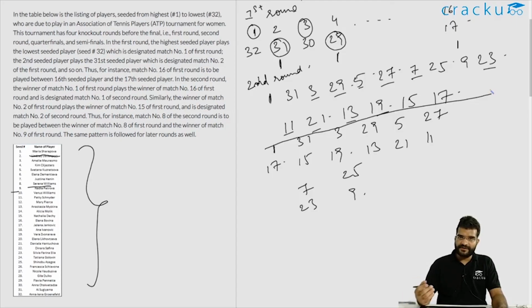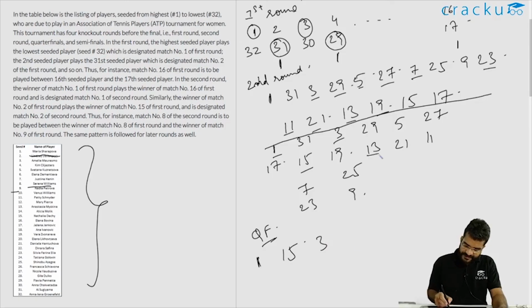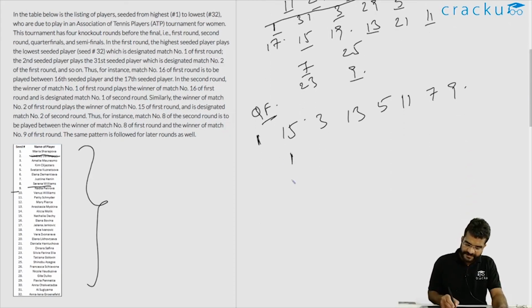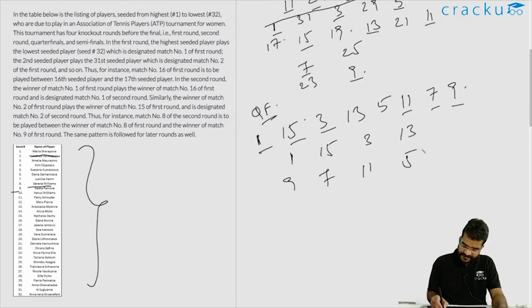We are told that in the second round there are no upsets. So the people who have reached the quarterfinal will be 1, 15, 3, 13, 5, 11, 7 and 9. These are the people who have reached the quarterfinal. Now the pairings for the quarterfinal will be 1 versus 9, 15 versus 7, 3 versus 11 and 13 versus 5. These are the pairings for the quarterfinal.